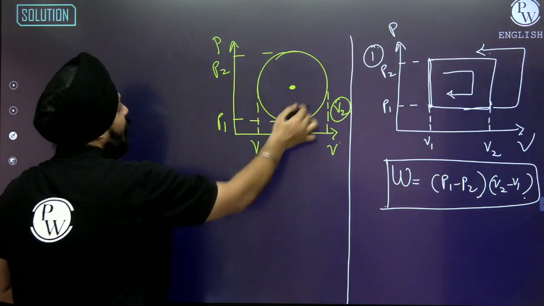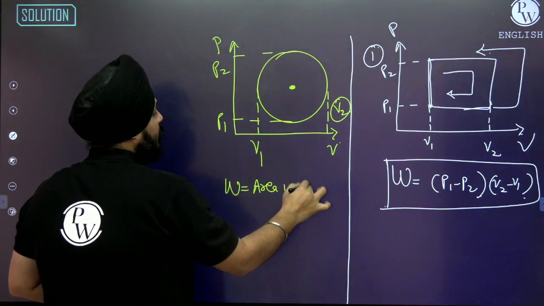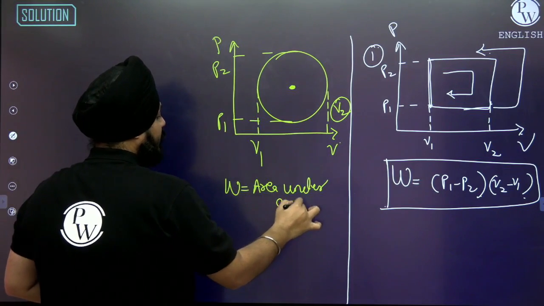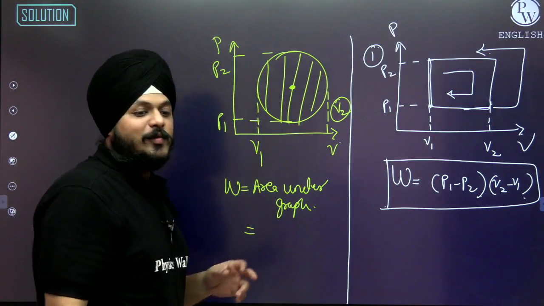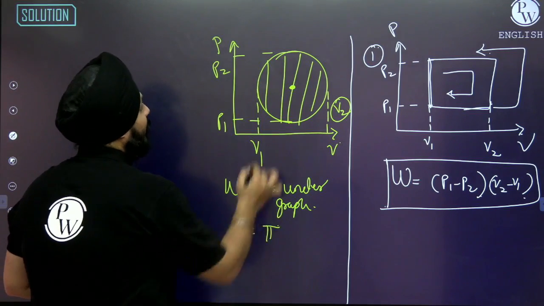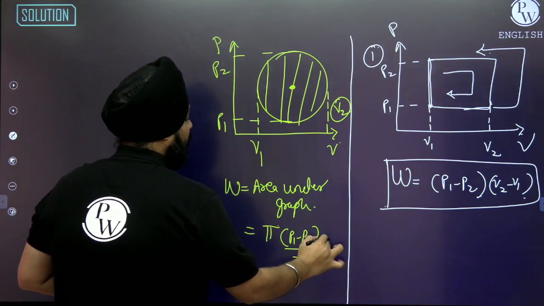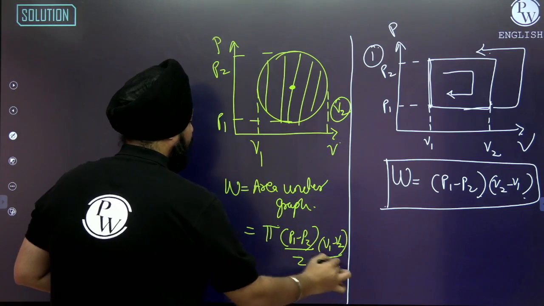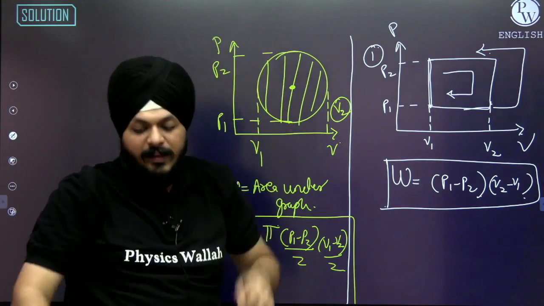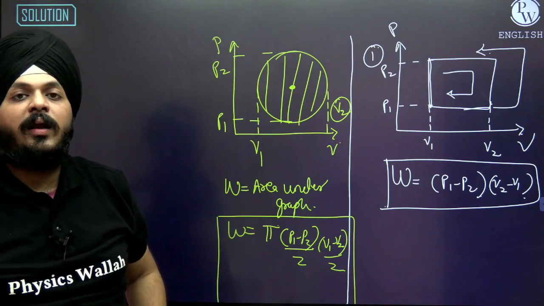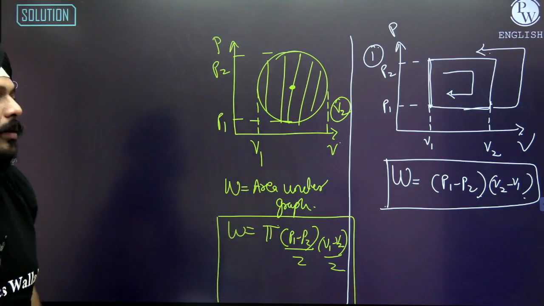See, work done is the area under the curve, the area under the graph. So this is the area. What will be the area? Pi r square kind of thing. Pi times P1 minus P2 whole divided by 2, times V1 minus V2 whole divided by 2. This is the work done. This is the second shortcut.